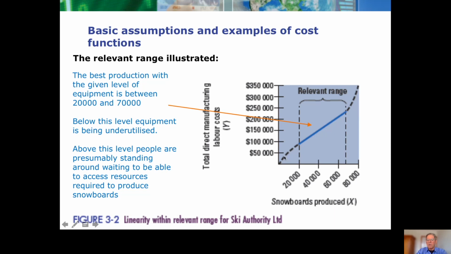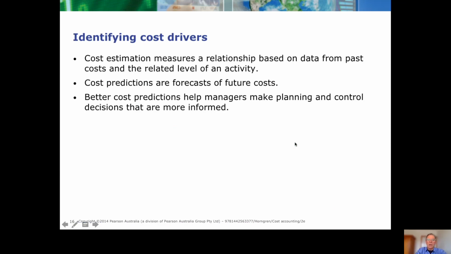And if we're underutilizing our equipment below this level, it looks like people are standing around waiting, with nothing to do during this time. So this seems to be the most efficient range in which we can maintain this level of cost activity. So how are we going to identify costs? We certainly will be looking into the past to try and predict into the future. And it's going to help us with our budgeting, planning and control.